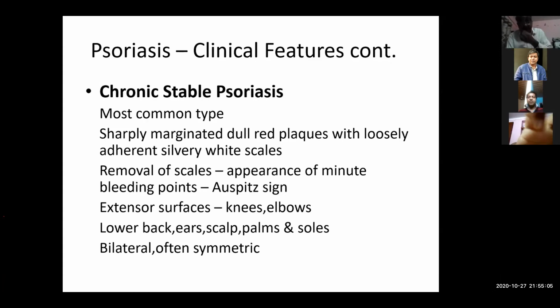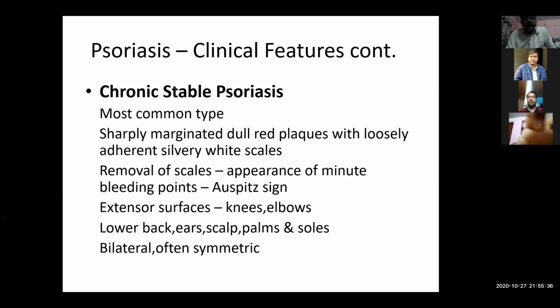Chronic stable psoriasis, the most common variant, as I already mentioned. Don't worry, I'll be showing you clinical photographs also. First, let me discuss the basic points and diagnostic points. Then while I show you clinical photographs, I'll equate them with what I have discussed in the clinical pointers. This is the most common type. Initially, when I defined it, I said well-defined, sharply marginated, dull red plaques with silvery white, loosely adherent scales.